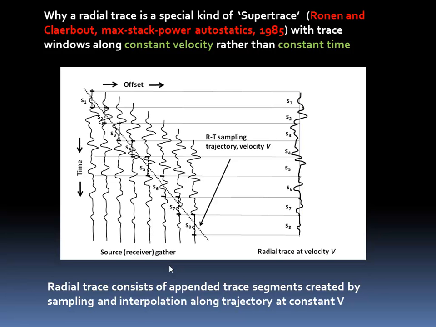Now, the supertraces that Ronen and Claerbout talk about are trace windows selected along a common time, or at a constant time. Here, we're selecting trace segments along a common velocity. So that's how the two are similar. And it turns out that our pilot traces are similar to the stack supertraces that Ronen and Claerbout look at as well. So when you correlate these things, as we do, our process is very similar to the Ronen and Claerbout process. The only difference is they simply take the trace maximum and apply a shift that corresponds to that trace maximum. And that gives them this max stack power result.